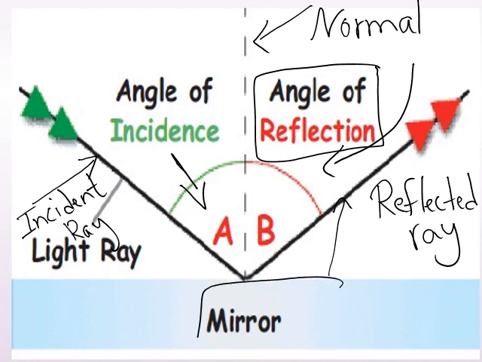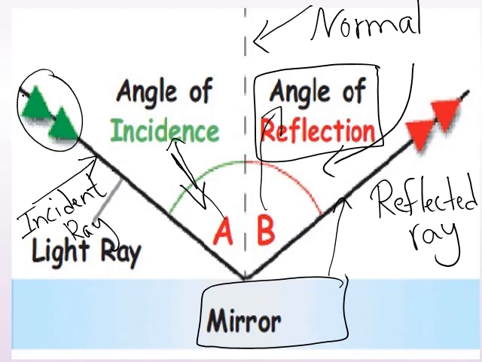And here we have the mirror. And this figure represents which phenomenon? Reflection of light. So, angle of incidence, angle of reflection. A is the angle of incidence. B is the angle of reflection. Here we have the incident ray. This is the direction light is coming through this pathway. And this is called the reflected ray. Be careful. What can you say about the angle of incidence and the angle of reflection? They are equal. So angle of incidence is equal to the angle of reflection.